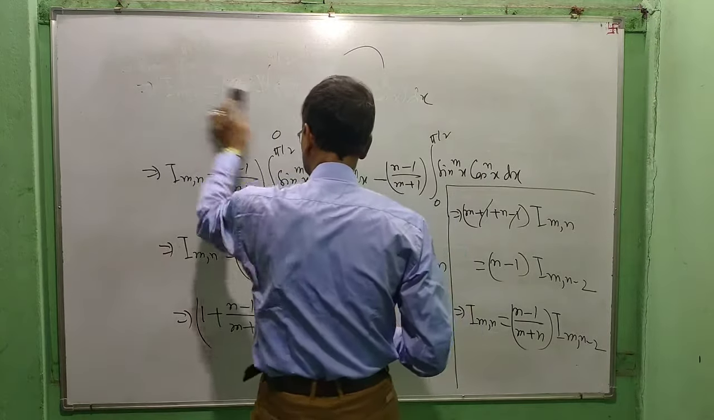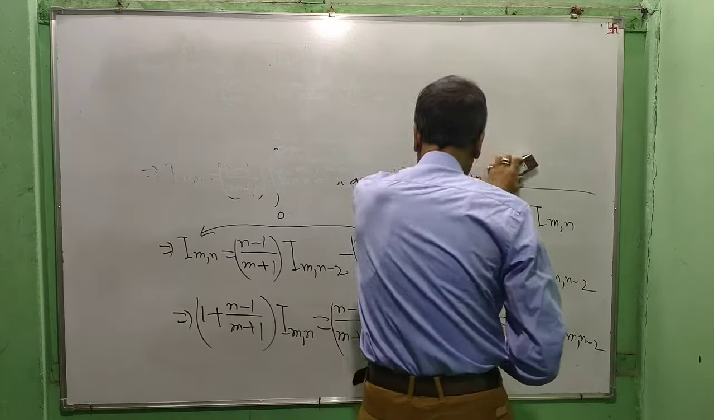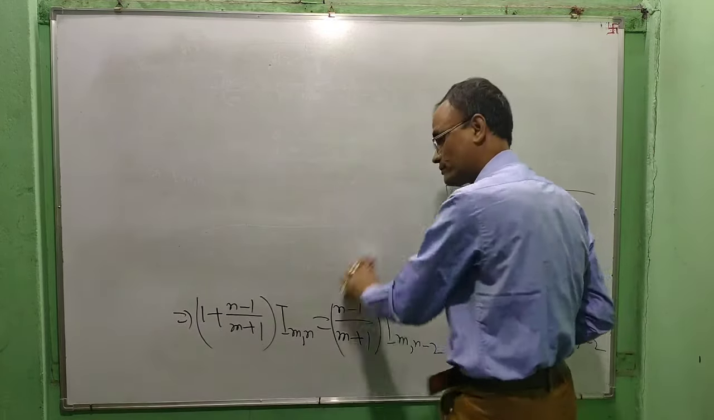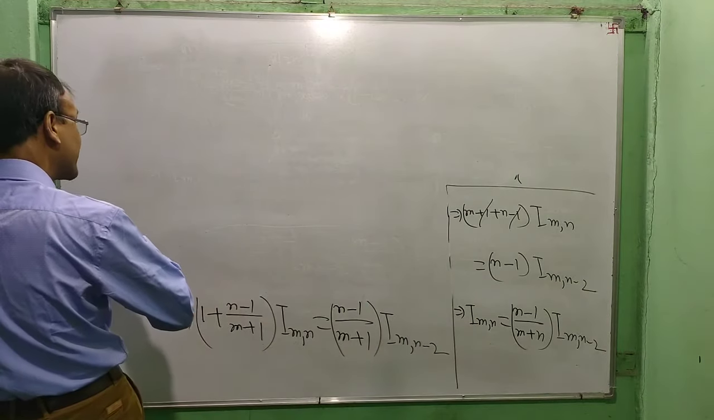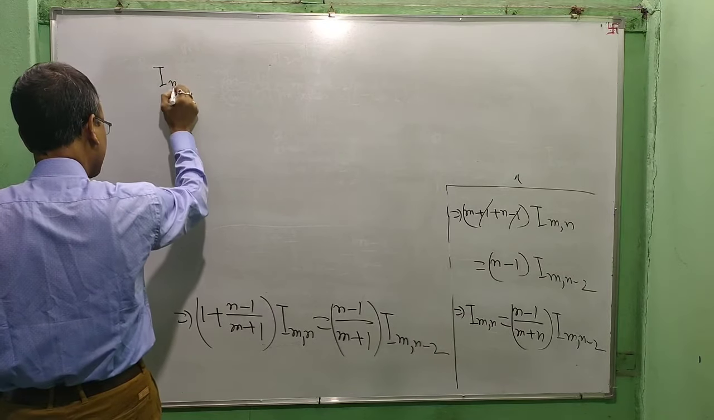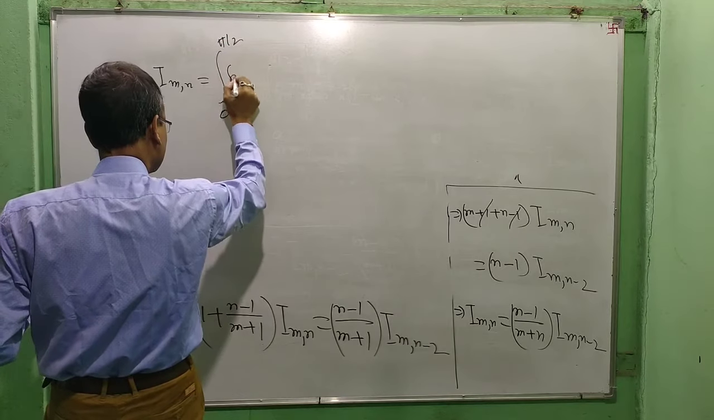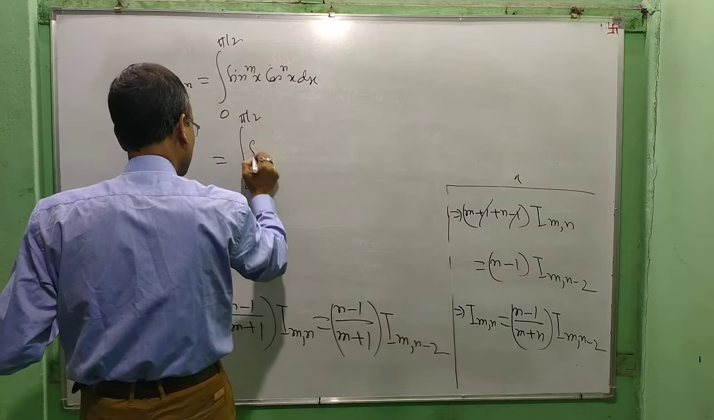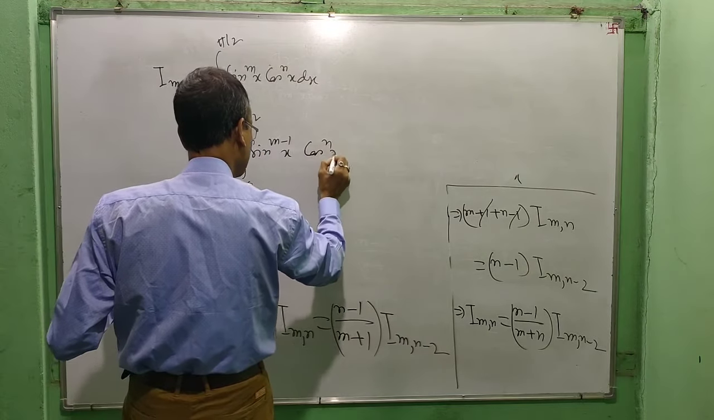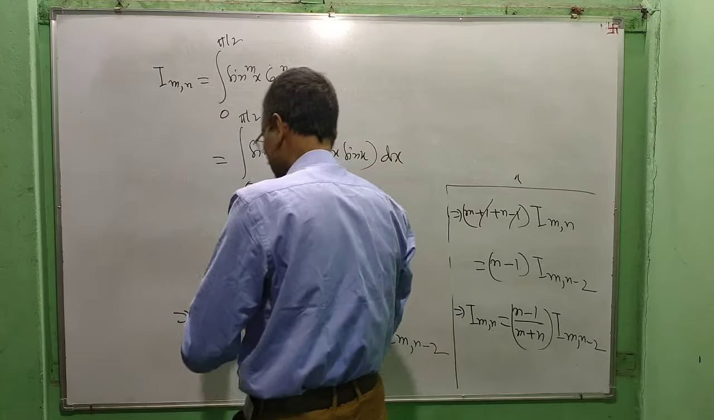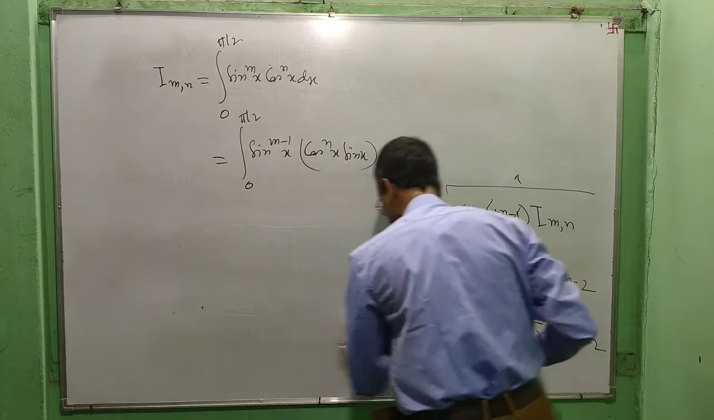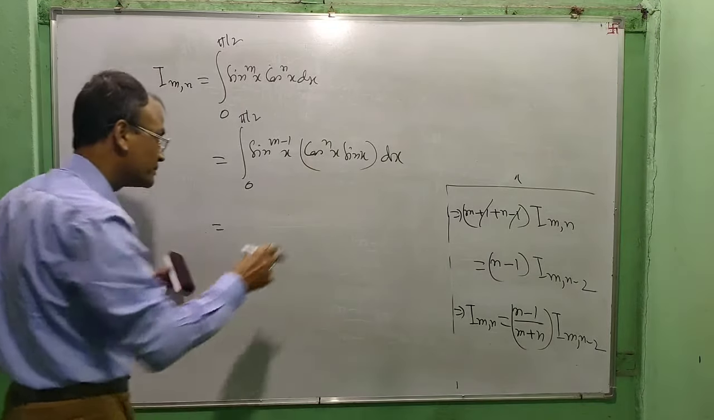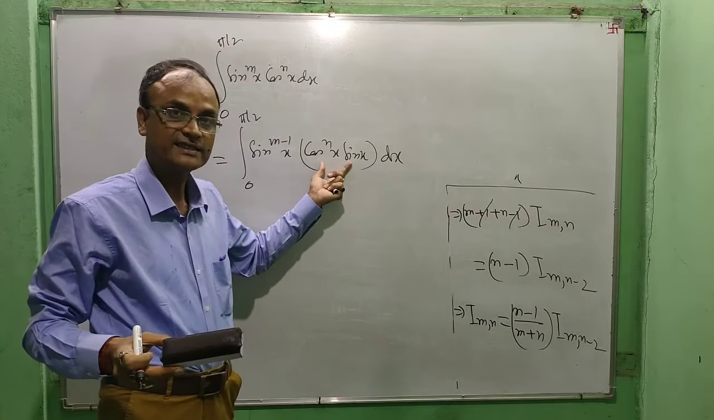Now, I am going to prove the third one. I_{m,n} equal to integration 0 to pi by 2 sin to the power m x cos to the power n x dx. Now, as before, write sin to the power m minus 1 x, cos to the power n x into sin x dx. You may write like this. This is equal to integrate by parts, regarding cos to the power n x sin x as the second function.